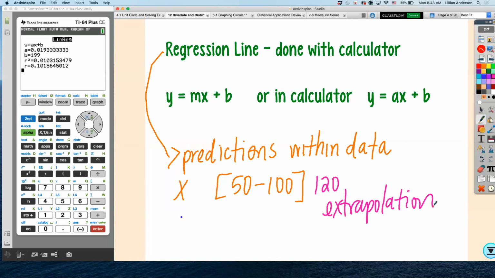So then would it be valid? Is it reliable? No, it's not, because it's outside of the range that the regression line was created for. The regression line was created for the data values that lie between 50 and 100. Anything outside of that is not reliable because you don't know what could happen after 100. If it does lie within the range, then it's called an interpolation. Okay, so outside the range, extrapolation, inside, interpolation.